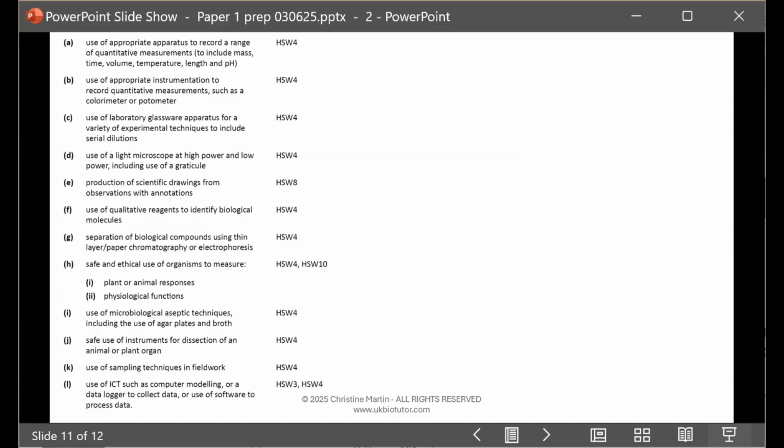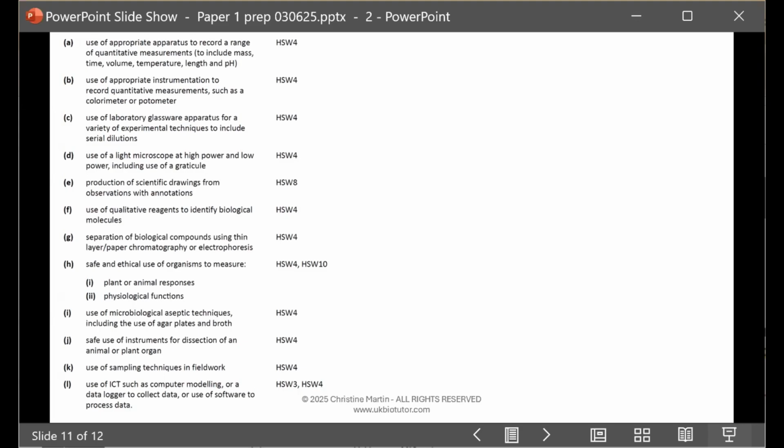So do you know how to record a range of quantitative measurements? Do you know how to measure mass, time, volume, temperature, length, and pH? Do you know the appropriate instrumentation to record the quantitative measurements? Do you know the colorimeter? Do you know the potometer? Do you know how to use a lux meter? So these are all things that you should be aware of. A pH probe, an oxygen probe, a carbon dioxide probe, universal indicator. It depends which way they want to go.